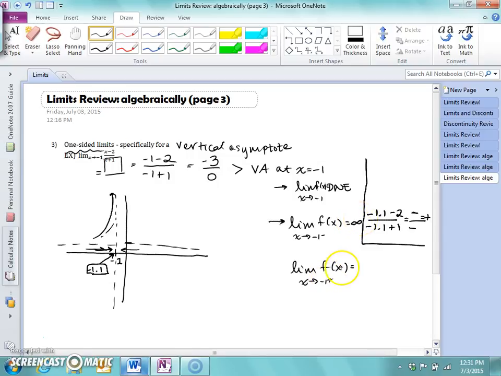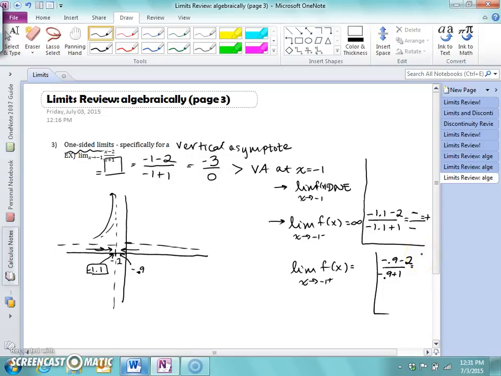Let's approach it from the right. Usually it does the opposite, but not always, so it's always safe to check here. Let's pick a number close to negative 1 from the right this time. So I'm going to go ahead and pick negative 0.9. I usually pick a number that's 0.1 away, but you could do negative 0.99 if you wanted. So negative 0.9. Scratch work here. I'm going to plug it in. Okay, negative 0.9 minus 2 divided by negative 0.9 plus 1.